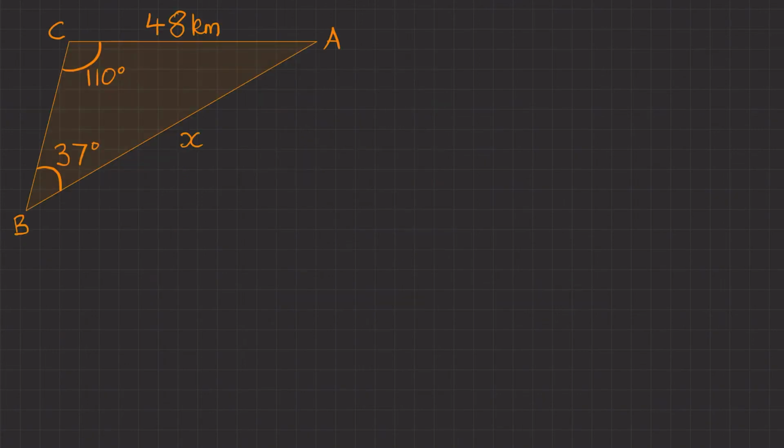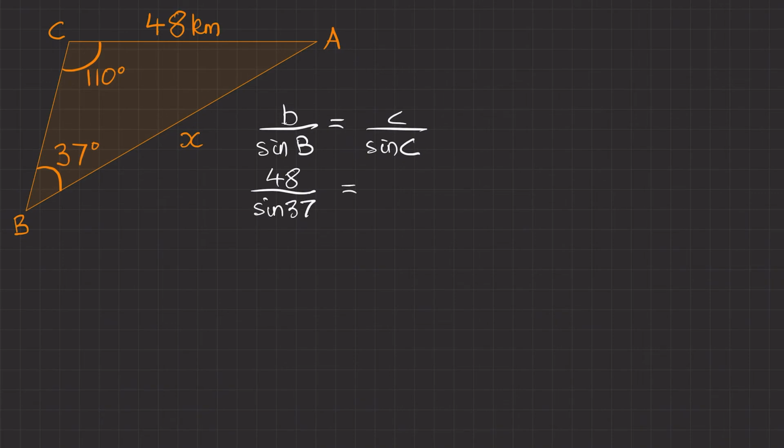Second question, the orange one. We're trying to find x, which is a side, which is also side c. So we've got the C pair and the B pair. And because we're trying to find the side, I'll keep the letters on the top. So we have b over sine of angle B equals c over sine of angle C. Substituting the values, side b, which is 48, over sine of the angle B, which is 37, equals x, so that's side c, over sine 110.